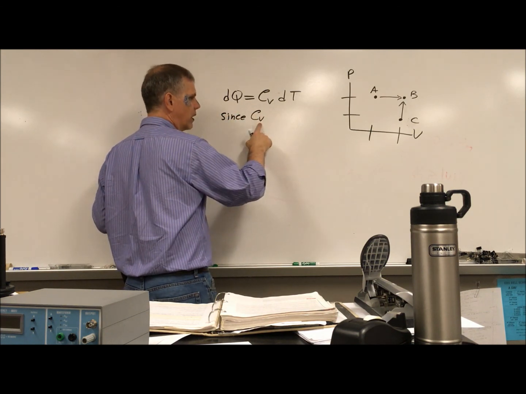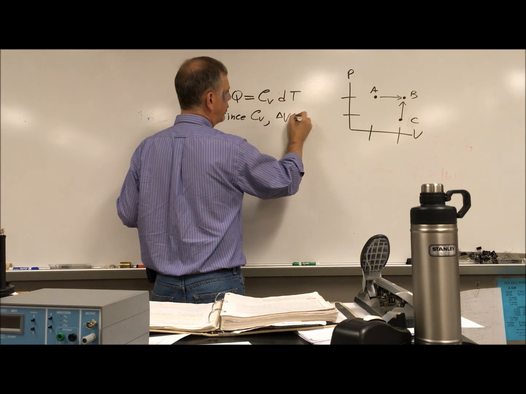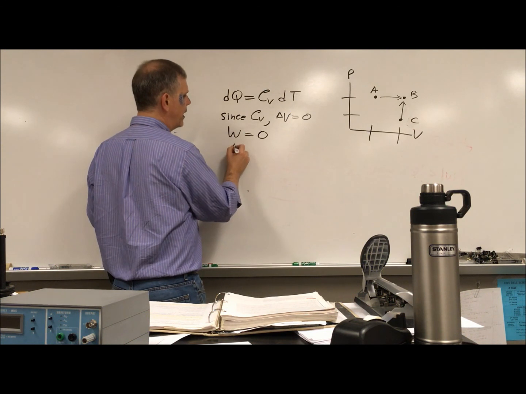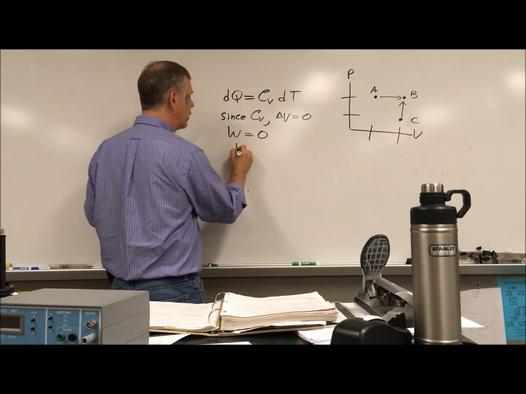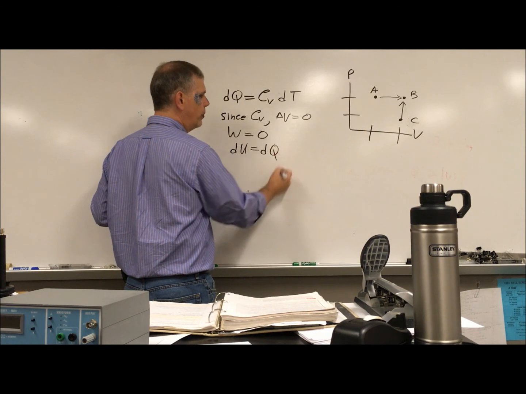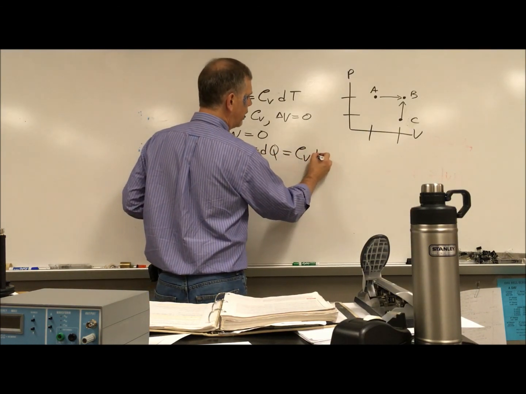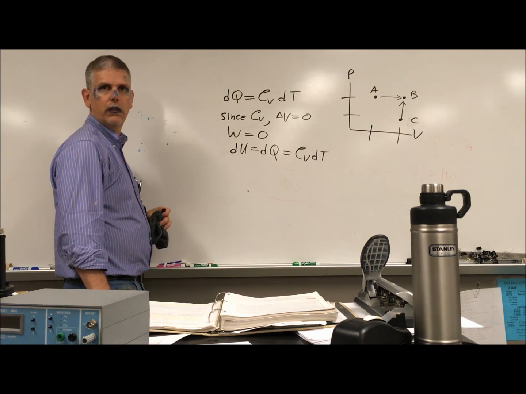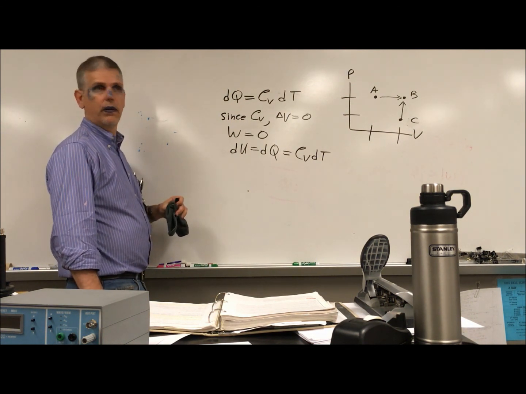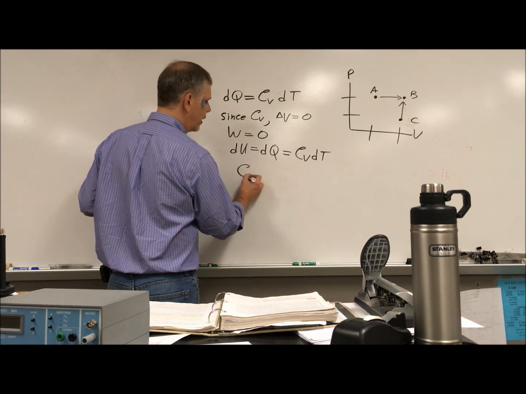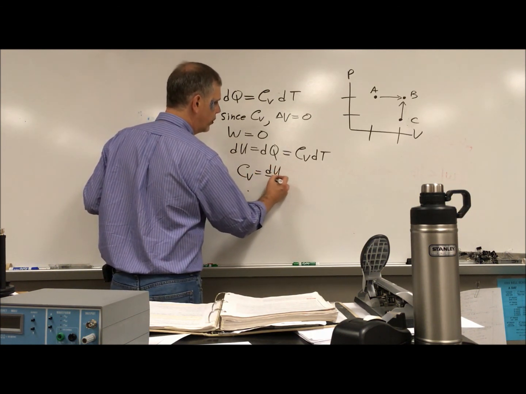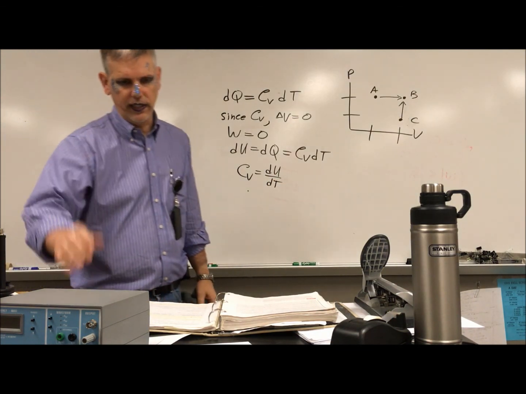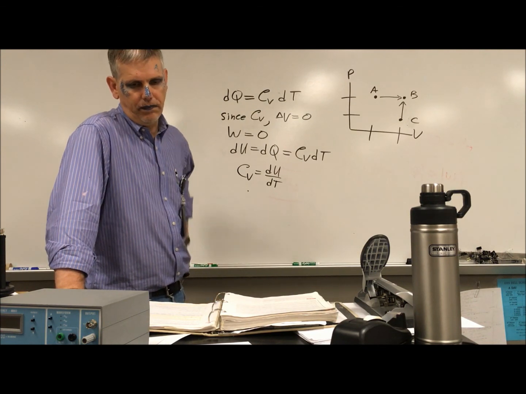Okay, so since CV, which says constant volume, then delta V equals 0, then W equals 0, then dU equals dQ equals this. Do we agree with that? So now, CV equals dU over dT, which is equation 1918.